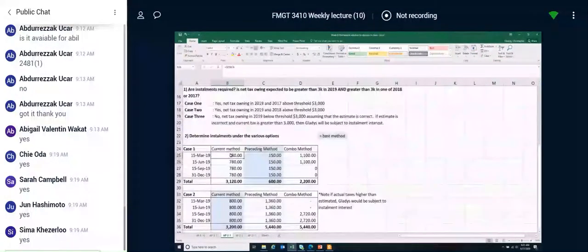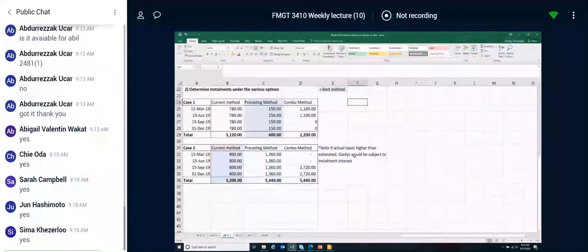And again, this method is just an estimate. So, again, CRA will always look back. They'll always sit there and say, if you did current method and your actual tax bill was higher, then you should have paid more under the current method in the past. So current method is not the greatest method in many cases. Anyways, does this make sense?